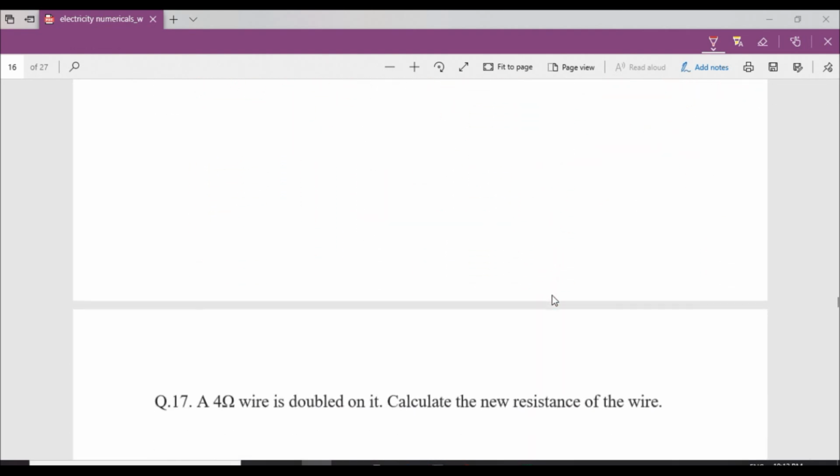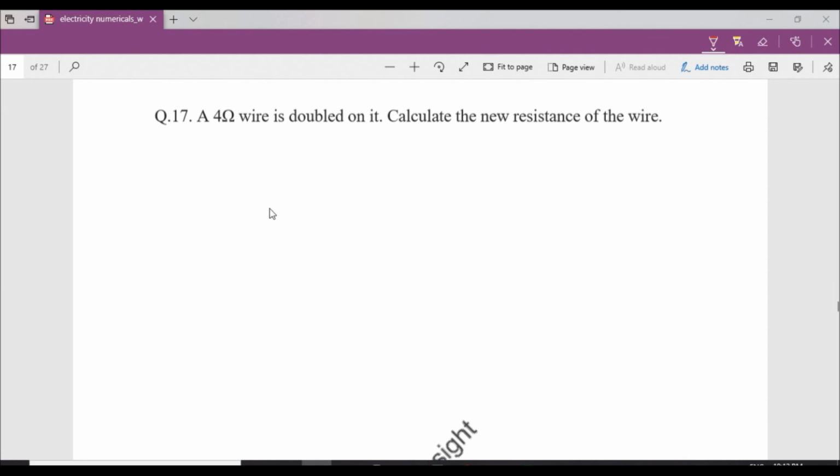Proceeding to the next question. A 4 ohm wire is doubled on itself. Calculate the new resistance of the wire. Again, the old resistance is 4 ohm. If the length is L, we have doubled it, so exactly double means we divide L into L by 2 and L by 2, and then one L by 2 is folded over the other L by 2, so the area will become twice. Now my new area will be doubled and the new length will be L by 2.